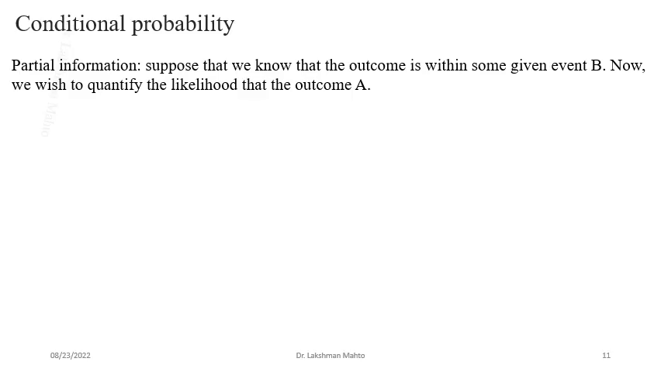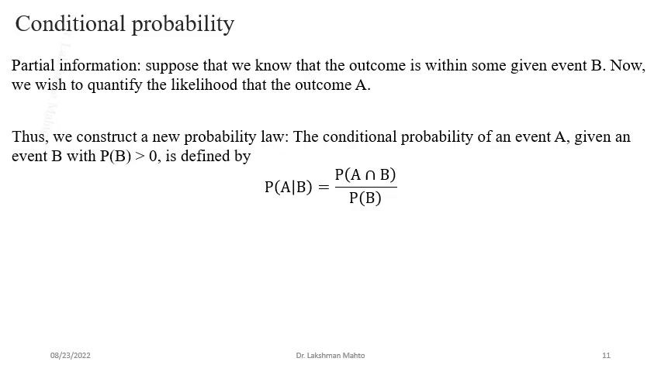Okay, so with partial information, suppose that we know that the outcome is within some given event. Now we want to quantify the likelihood, the probability of A. That is how the partial information is given to you, and then you say it is given. So we are computing the probability of A, an event, in the scenario of B, the given scenario. So the probability of A given B is how much A is happening within B. You are not saying how much A is happening within the sample space. You are saying how much A is happening within B.